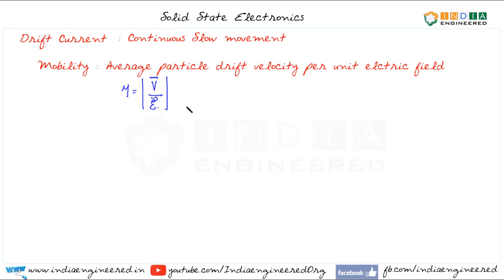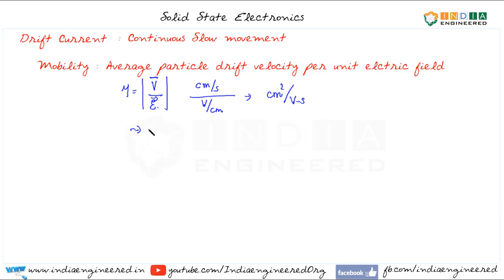Now what is the unit of mobility? That is important to remember. It will be helpful to check whether your equations are correct in coming videos. The unit of velocity will be centimeter per second, and that of electric field will be volt per centimeter. So we will get the unit of mobility as centimeter square per volt second.